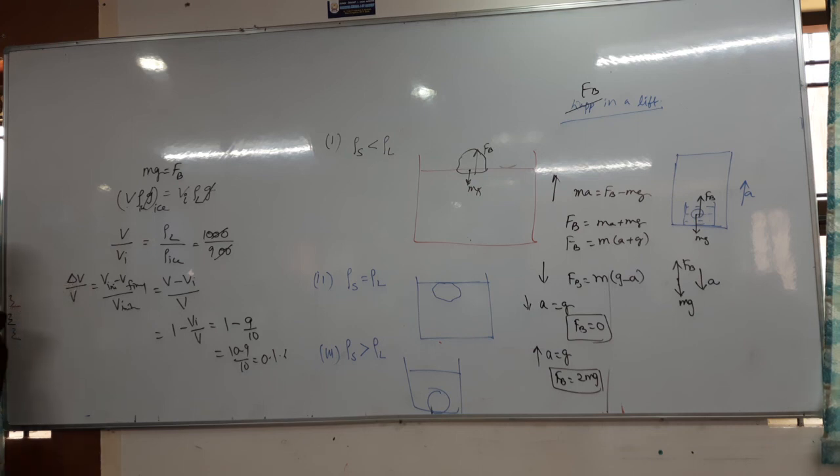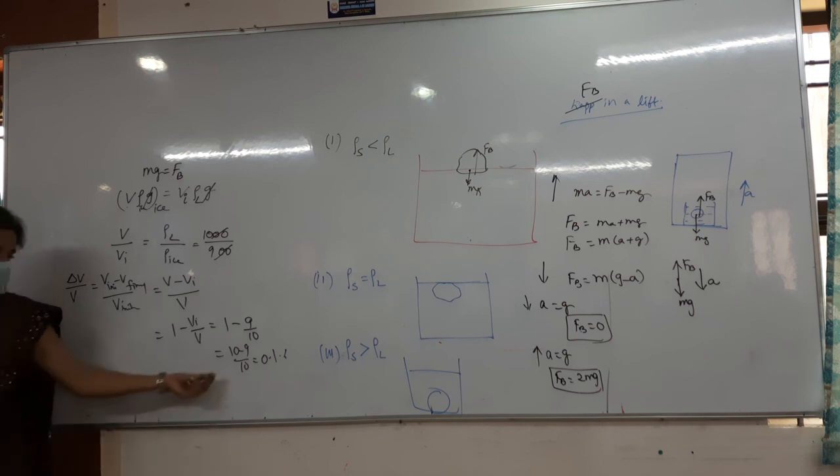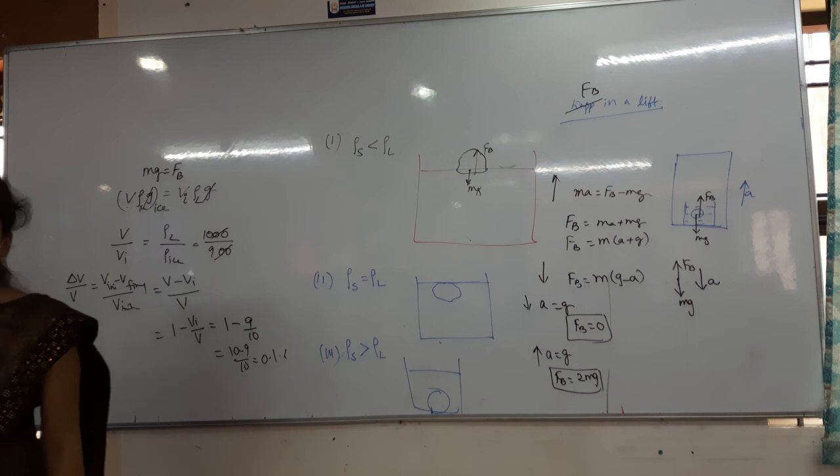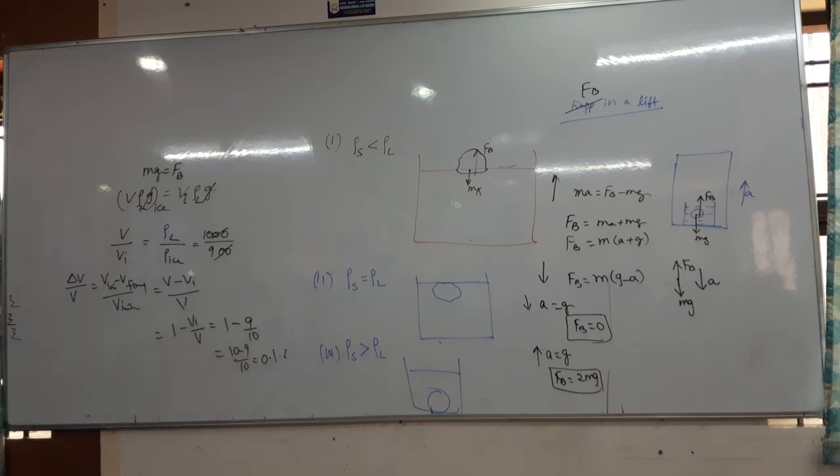Here the change in volume is taken from initial to final. If you take final to initial, you will get how much is remaining, instead of how much you lost, clear? So V initial minus V final by V initial you have to take. Initial is the total volume, and out of the total volume, the immersed volume is the final volume, and the initial volume is V only. So 1 minus Vi by V, where Vi by V is 9 by 10. Then the fraction submerged inside is 0.1, and 0.9 is floating outside, clear? Right, 0.1 of the ice is submerged and the remaining is outside.